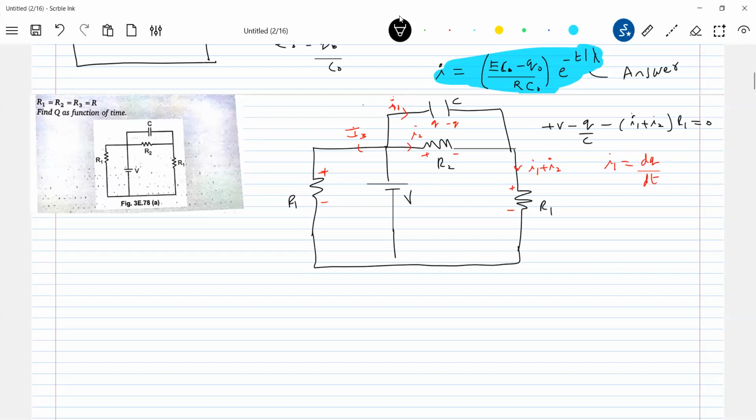So I'll write one more loop equation: plus V, I2 R2, I1, I2 R1 equal to 0. So V is equal to V minus I1 R1.